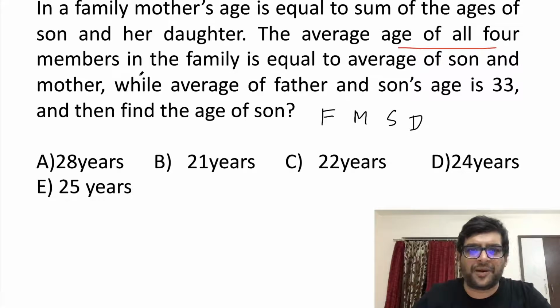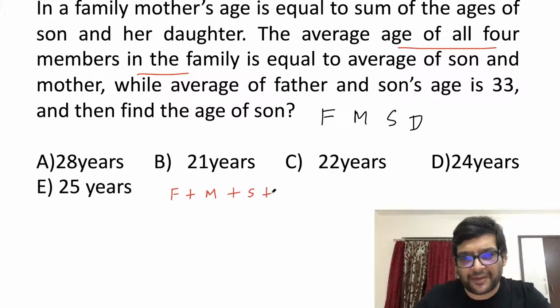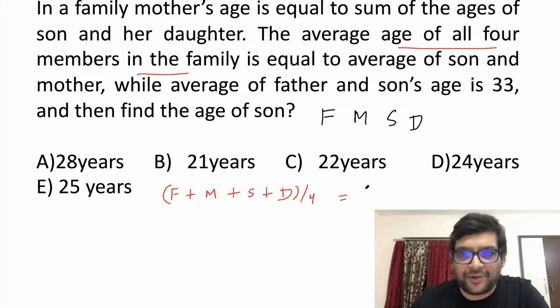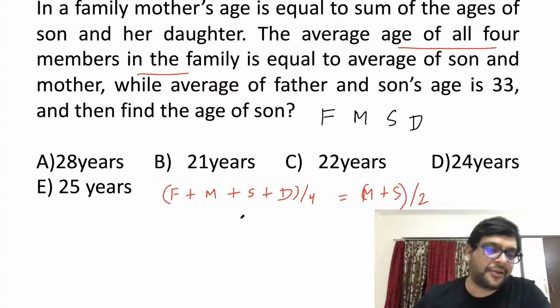Age of average of all four members in the family. So that is father plus mother plus son plus daughter, divided by 4, is actually equal to the average of son and mother. So mother plus son divided by 2. So that is the first equation that is given to you.